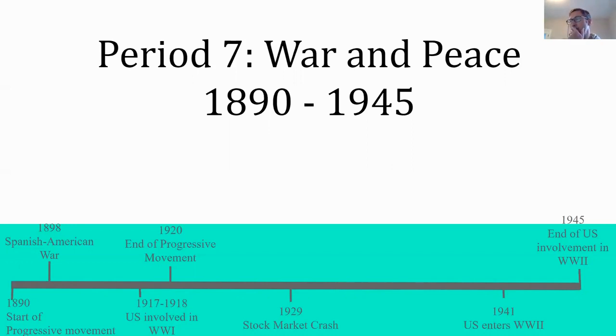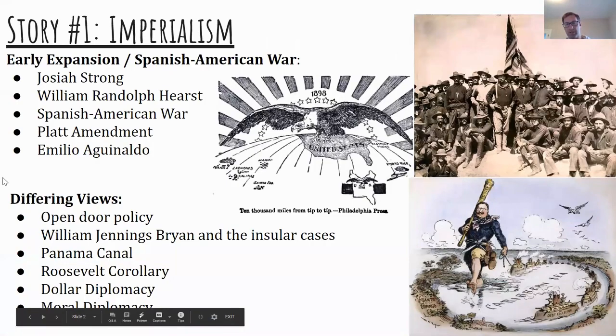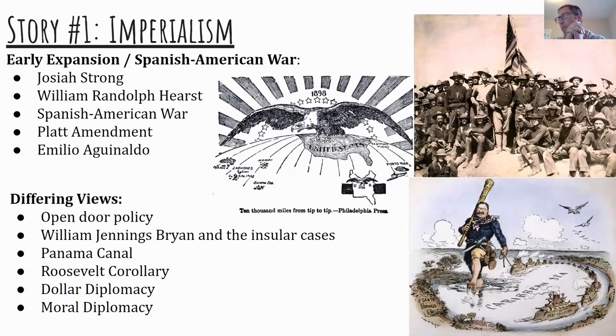So we're going to go through all the different things that are happening in period 7 through these 3 stories. And we're going to begin with our first story, which is something new in American history, and that is imperialism. So a big part of period 7 in general is just way more foreign affairs than we've seen in our previous periods that we've talked about.